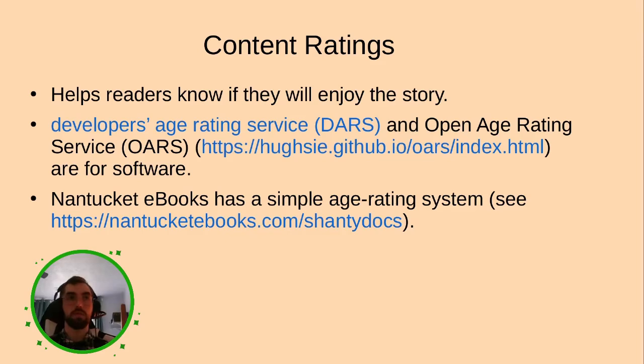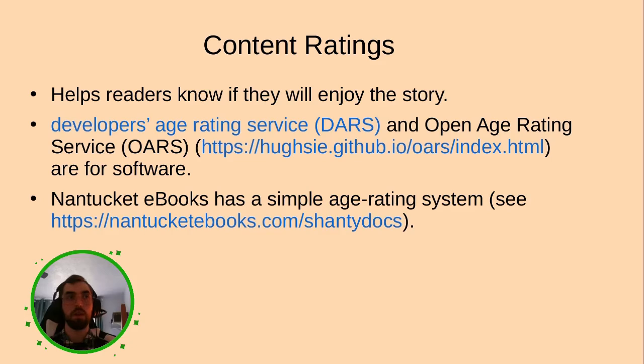The Developer's Age Rating System and Open Age Rating Service are both free software for age rating things, but they only apply to software like video games, so they would need to be adapted if we wanted to use them for ebooks. And Nantucket eBooks has a simple age rating system. It's just based on saying whether something is all ages or 13 plus or things like that. It doesn't specify specific content.